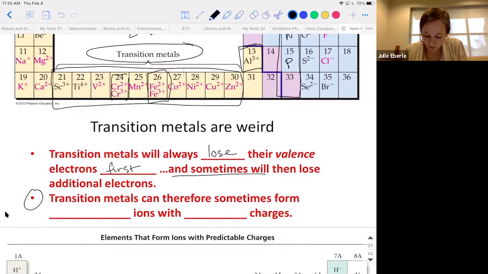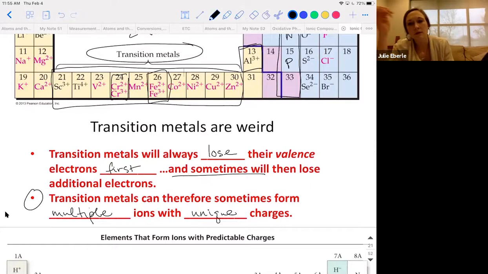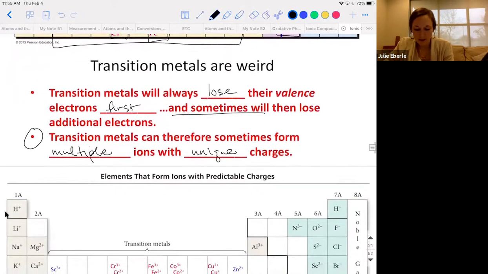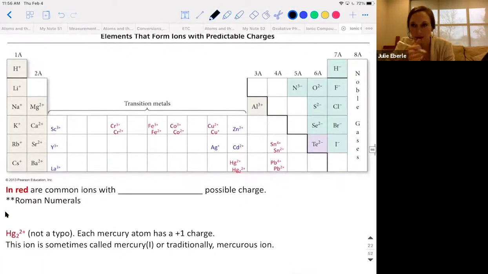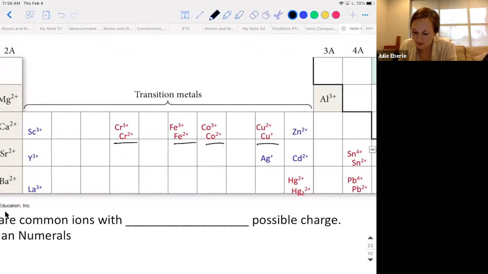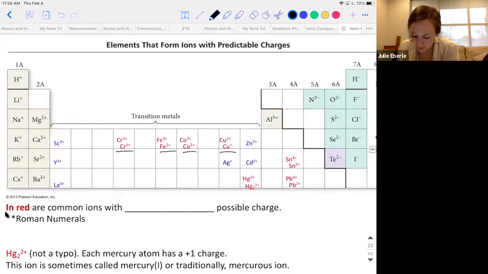Transition metals can therefore sometimes form multiple ions with unique, different charges. So here's a table that gives you some examples. And there's a couple of things I want to point out before we finish up. You see certain transition metals in red, and you see certain transition metals in blue. And there's a lot of blank squares. Those are transition metals too, but I'm just pointing out a few examples here. In red are common ions with more than one possible charge. Cobalt, Co, can be a +3 or +2.